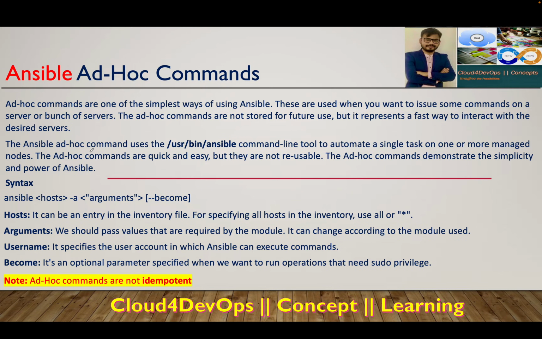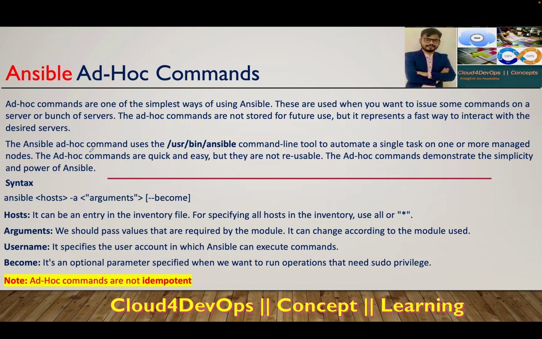Now, ad hoc commands, as I said, are one of the simplest ways of using Ansible. These are used when you want to issue some commands on a server or a bunch of servers. For the same example, if you want to check the uptime of all the managed nodes, run the ad hoc command, get the data out of it, and share it with whichever team you want.